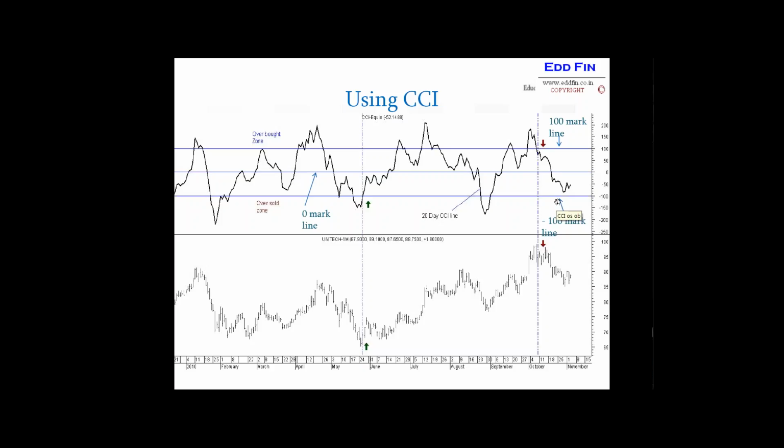Whenever it breaks below the 100 line, it gives a sell signal. Whenever it breaks above the minus 100 line, it gives a buy signal.